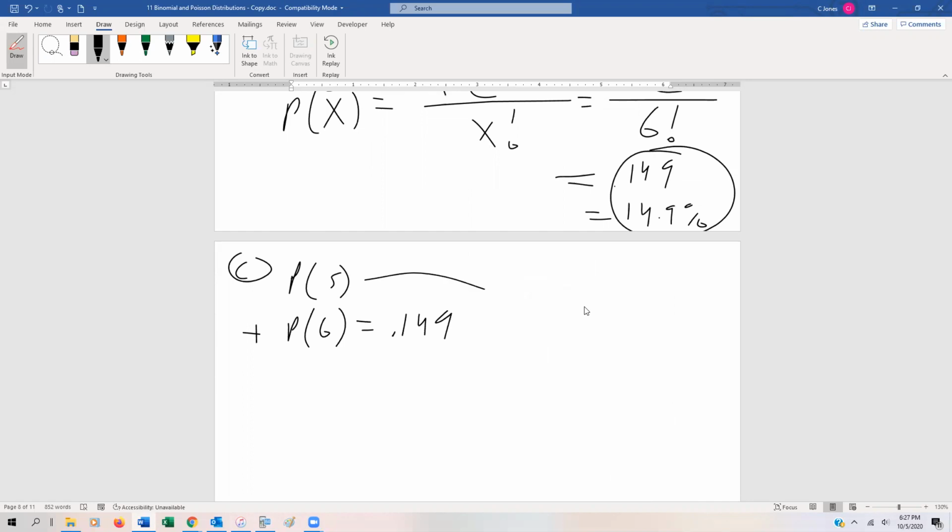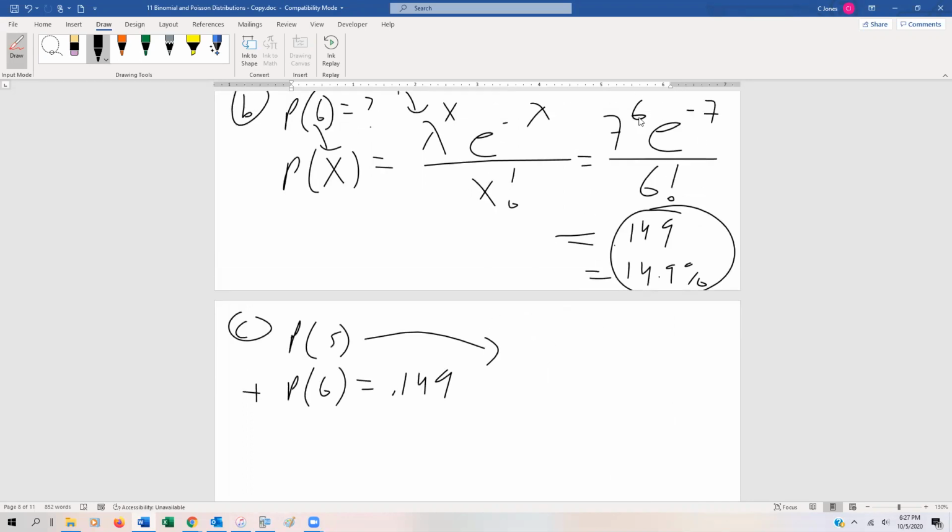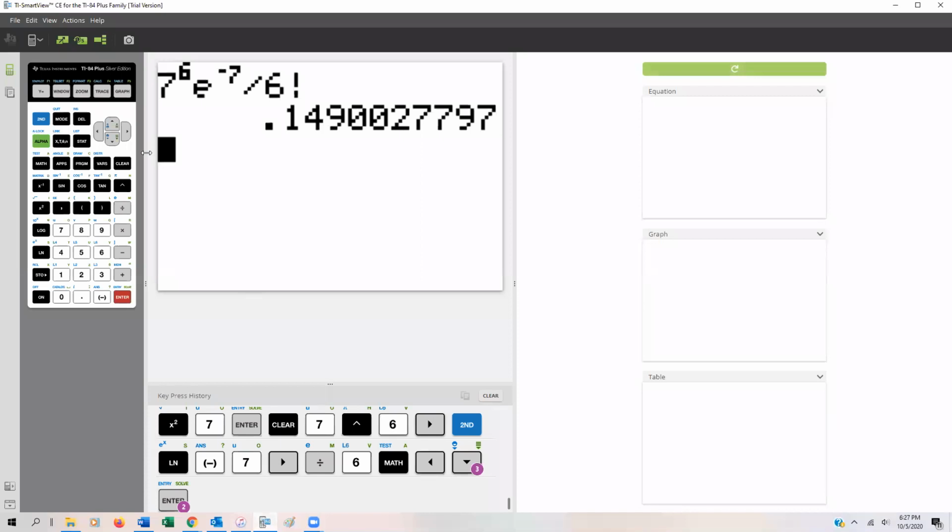So for us, all we have to do is figure out P of 5. And our formula, well, we're just going to switch out all the 6s with 5s. So that's going to be 7 to the 5th e to the minus 7 divided by 5 factorial. And if you remember anything from the videos, one of the cool things is we can use that trick. Just hit second enter, and let's just switch all the 6s with 5s and be done with this problem.